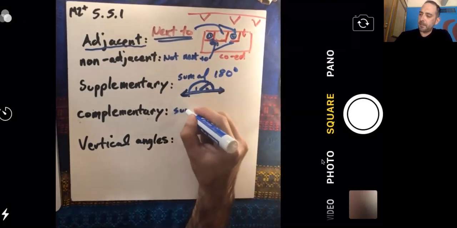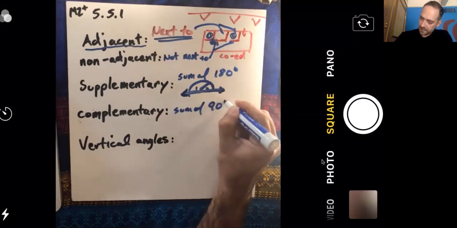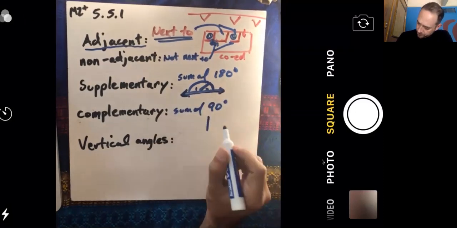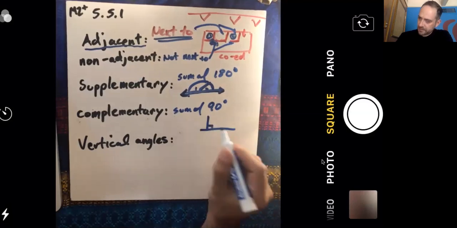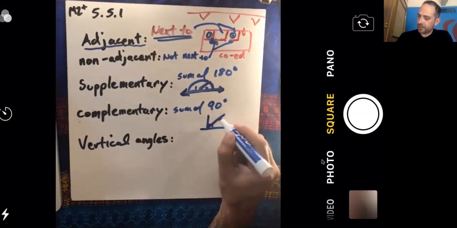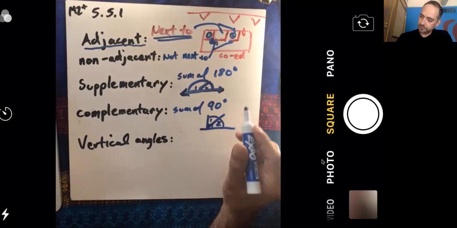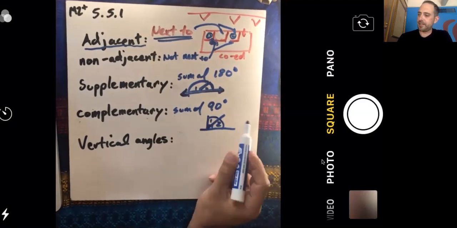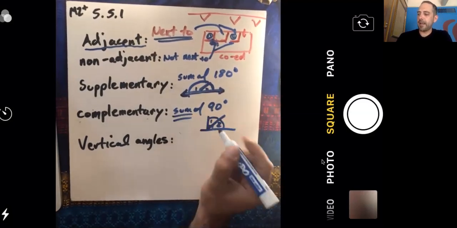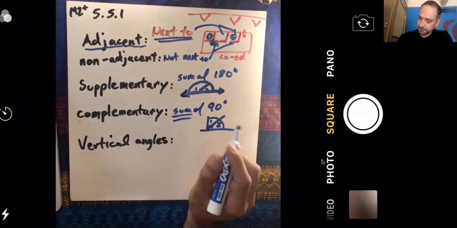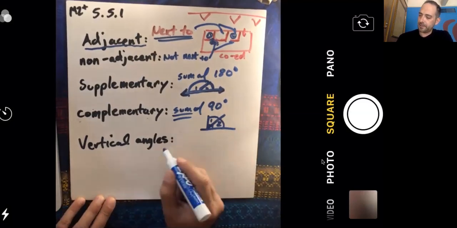Complementary, sum of 90 degrees, okay? So if you have 90 degrees, and then you break that angle into two, 1, 2, these angles are complementary because they add up to 90 degrees. All right. Next, we have something called vertical angles.